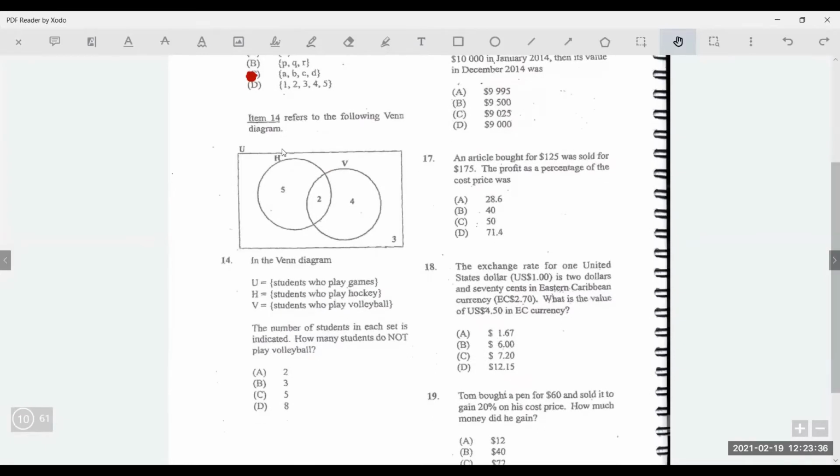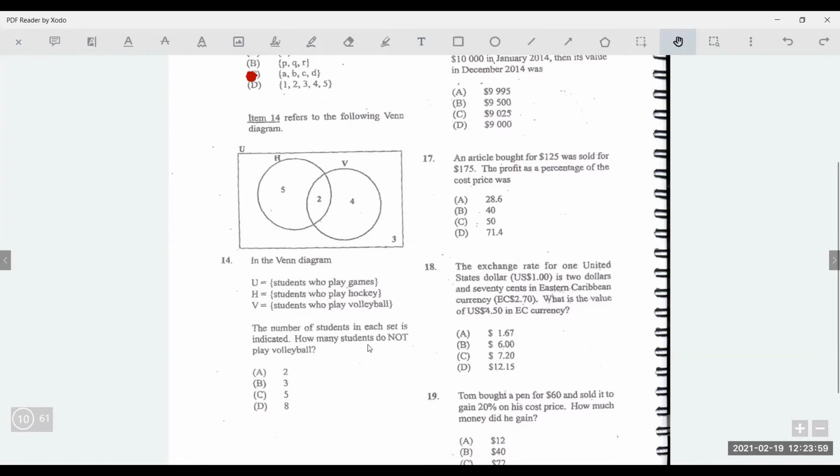Question 14. A Venn diagram is given. H represents how many students play hockey. V represents how many students play volleyball. And U is a universal set. The 3 right here is how many students don't play any of these 2 sports. Find the number of students in the set.